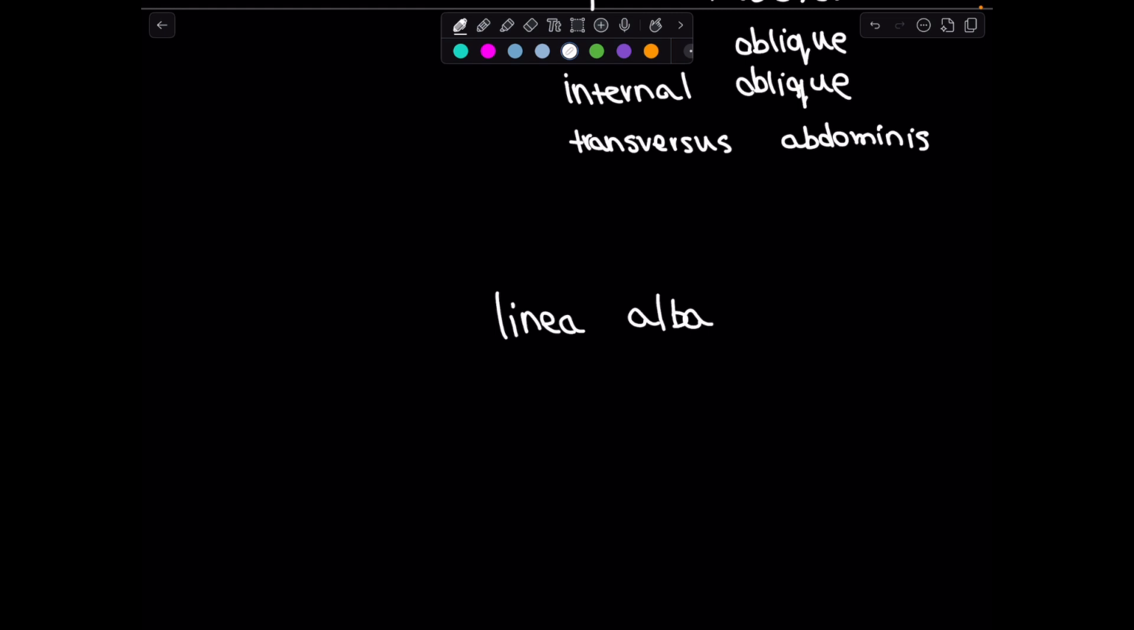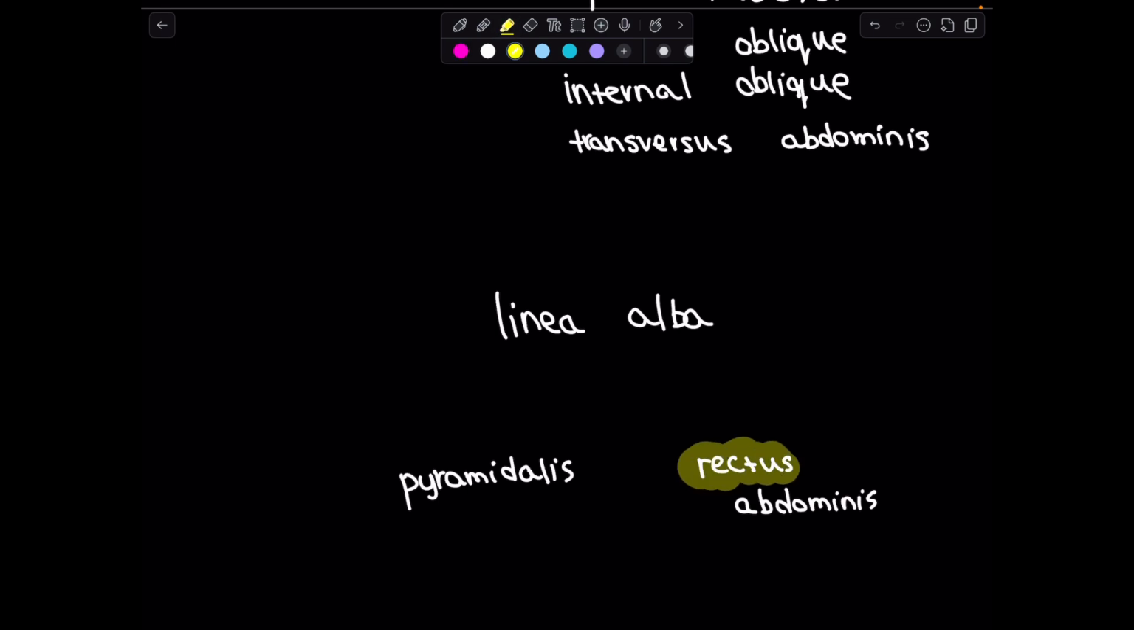All right, let's tackle the linea alba and the origins and insertions of the external oblique, internal oblique, and transversus abdominis simply. Linea alba is the tough, fibrous midline band where the rectus abdominis and oblique aponeuroses meet, running from xiphoid to pubic symphysis. External oblique, origin, lower ribs 5-12. Insertion, linea alba, pubic tubercle, iliac crest. Why? Fibers run downward forward, aiding torso flexion and rotation, pulling from ribs to pelvis midline.